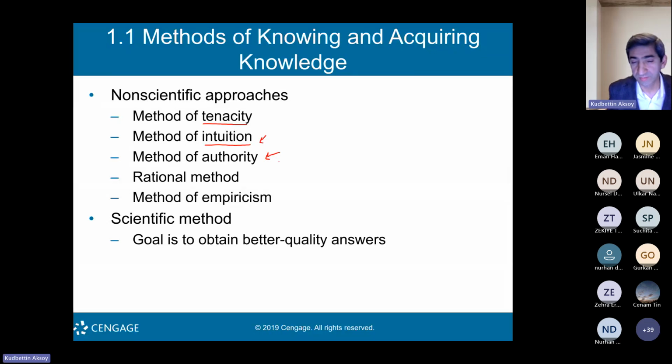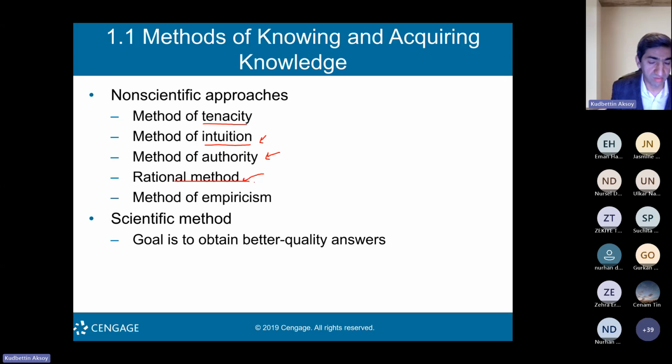Or religion. You believe in God. You are a Christian. You are a Muslim. You are another person of another faith. You believe certain things because you believe they are in the Bible, or they are in the Quran, or they are in some sacred books, and you go with it. That's method of authority.